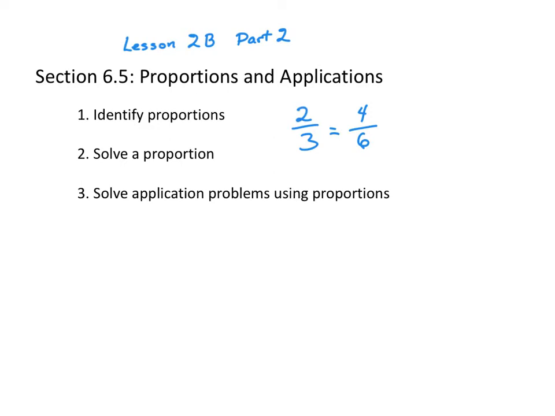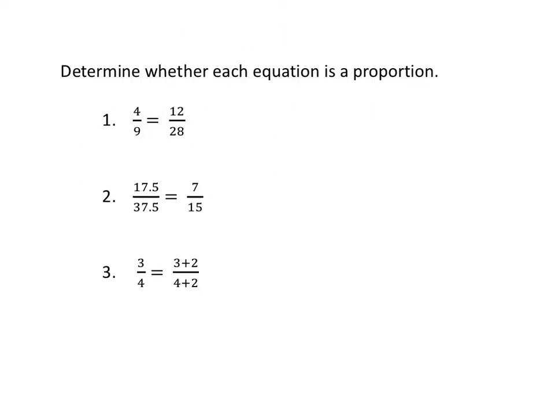So let's see if we can identify some proportions. Here are 3 things that look like proportions. They may or may not be proportions, depending on whether or not they are equal. So when I say determine whether or not each one is a proportion, what I'm really saying is, are they really equal to each other? Well, there are 3 different ways that I can think of to tell if 2 fractions or ratios are equal to each other.